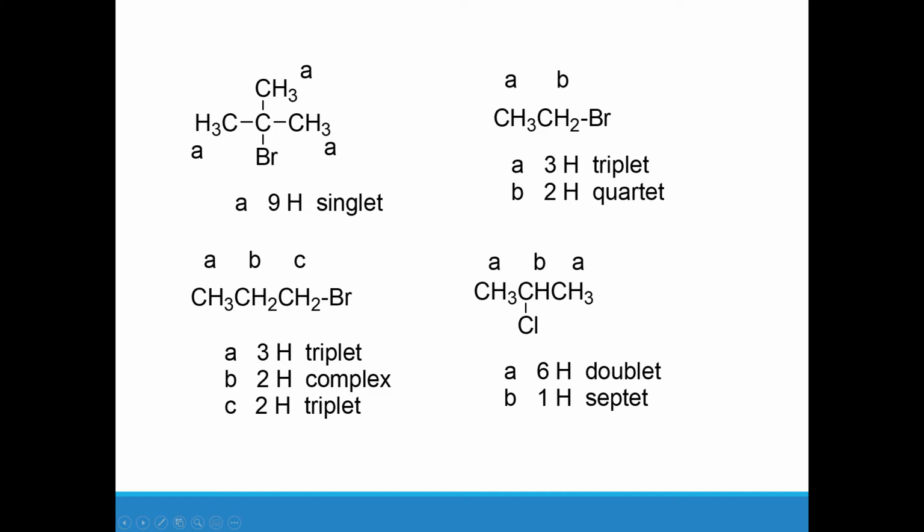If we have this symmetrical molecule here, we can see type A has 1 hydrogen, so 1 plus 1 is a doublet, and B has 3 on each side, so 6. So 6 plus 1 is 7, which is a septet.